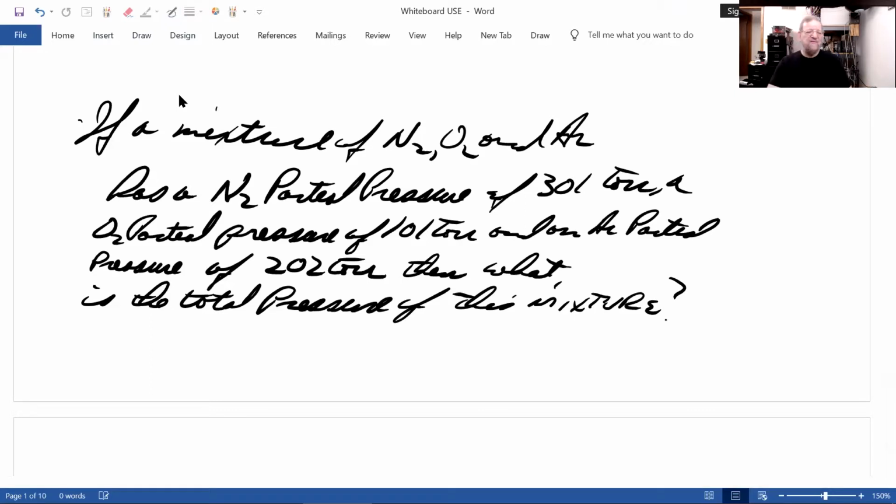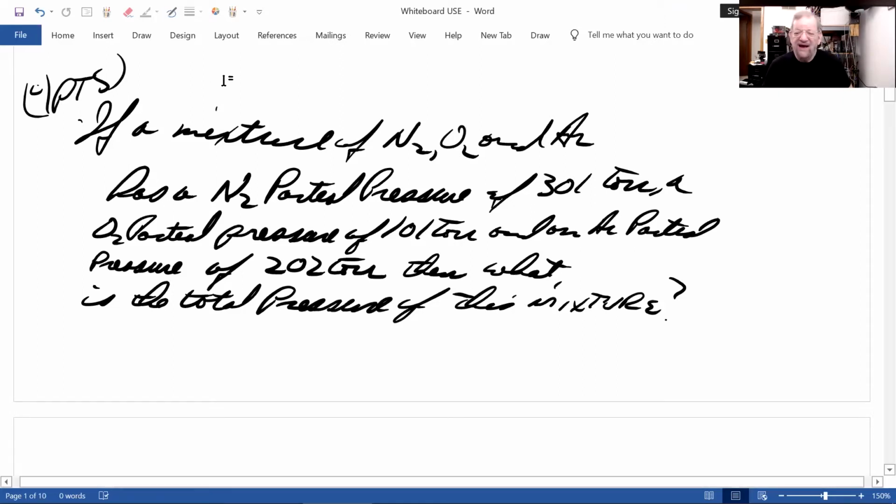All right, here's one for you to have fun. A mixture of nitrogen, oxygen, and argon has a nitrogen partial pressure of 301 torr, an oxygen partial pressure of 101 torr, and an argon partial pressure of 202 torr. What is the total pressure of this mixture? Your turn. Have fun.